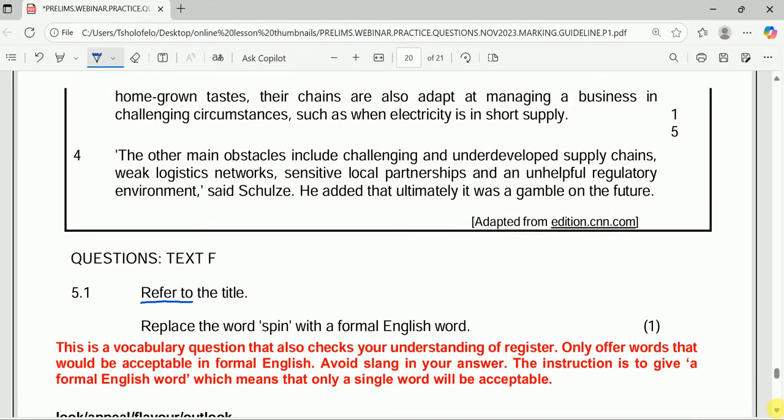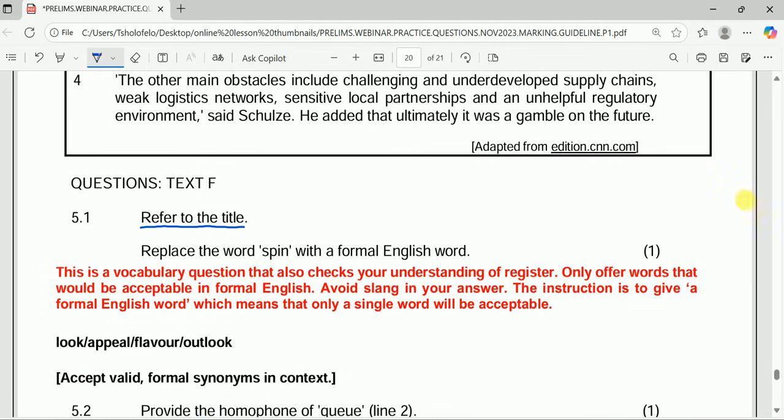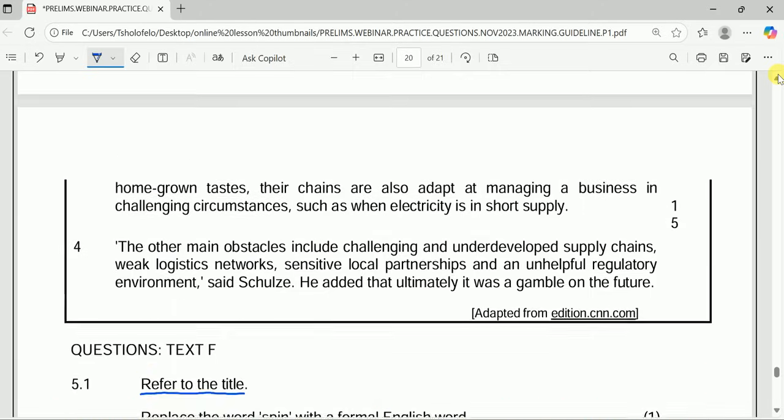It says that you must refer to the title. Replace the word spin with a formal English word. Now, this is a vocabulary question that also checks your understanding of register. Only offer words that would be acceptable in formal English. Avoid slang in your answer. The instruction is to give a formal English word. So this is a vocabulary type of question.